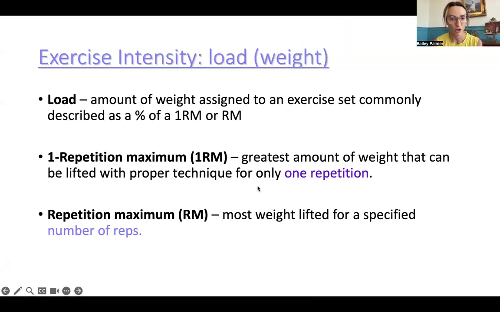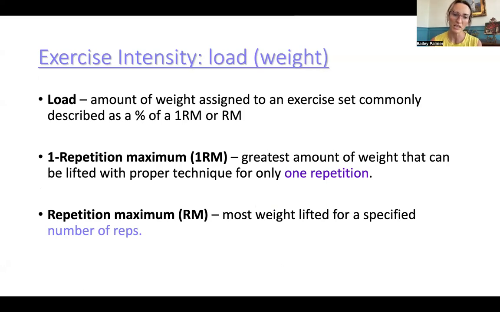Next is talking about load or intensity. So there are three words we use interchangeably here. That's intensity, load, and weight. They all mean how heavy are you lifting? How intense are you going? What weight are you using? And so what's the load? The amount of weight assigned to an exercise.